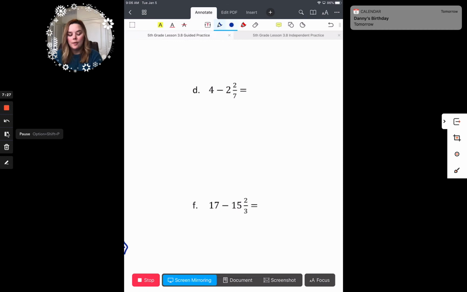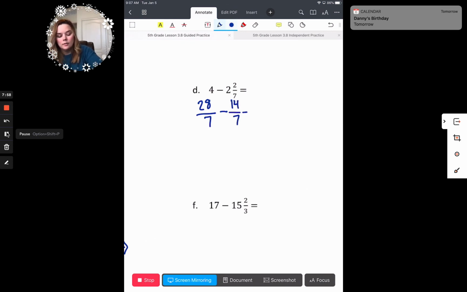Another option that we have is to turn these into improper fractions. So we have 4 minus 2 2/7. So again, if we think of 7/7 as being 1, that means that 4 is going to be 28/7. Minus, we have 2, which is going to equal 14/7.